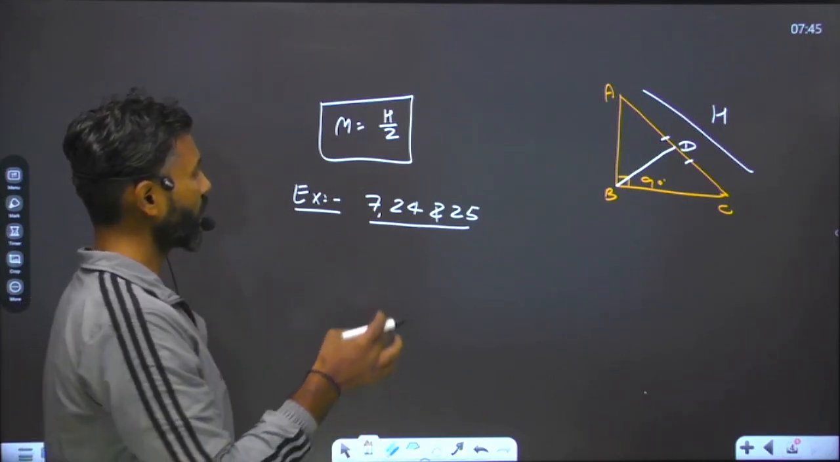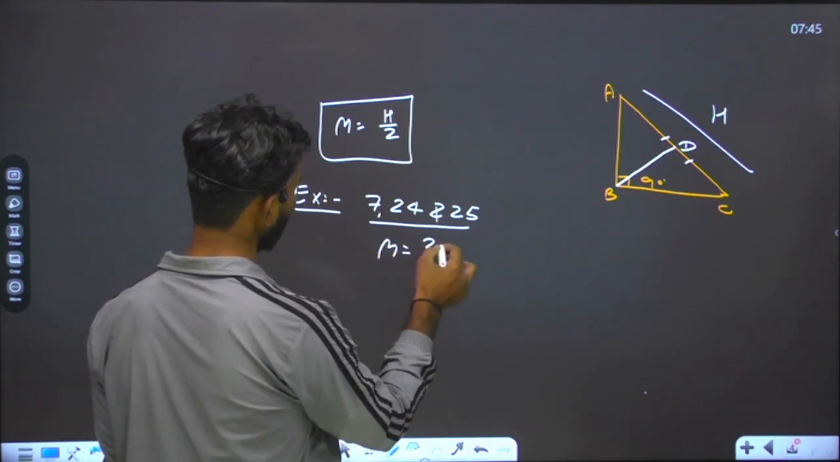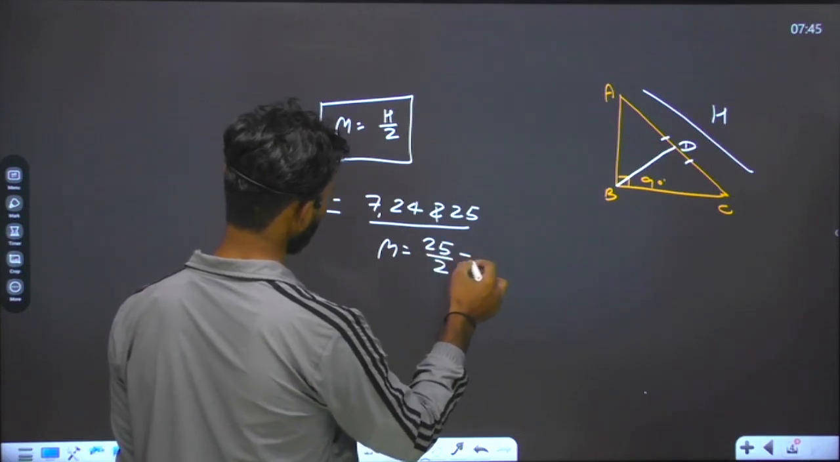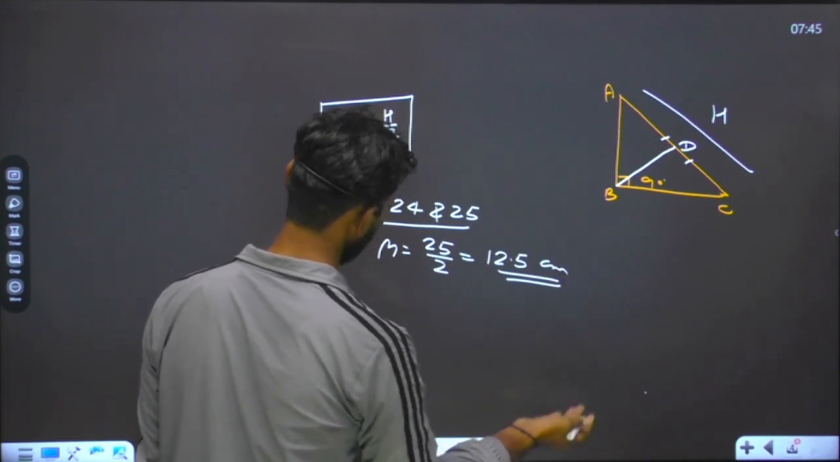Then in that case, what will you do? You just have to take half of the largest side, and it will be m equal to 25 by 2. 25 by 2 means 12.5 centimeters. Okay, this is the answer.